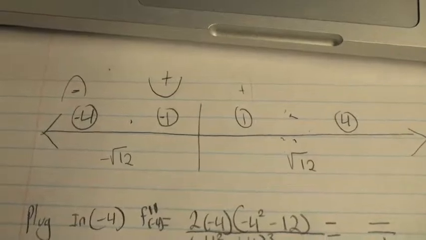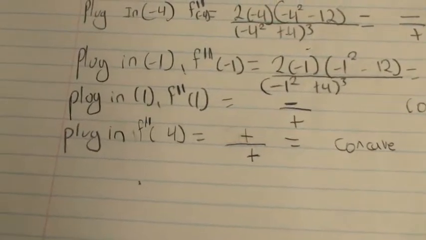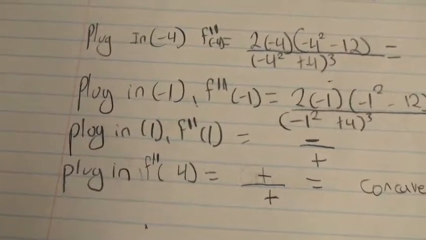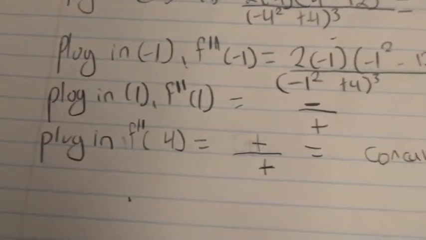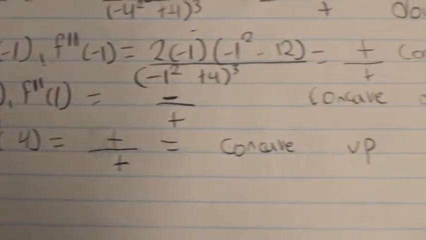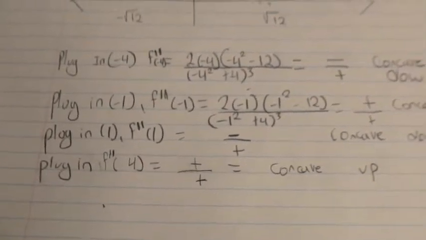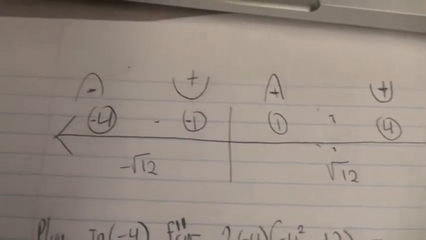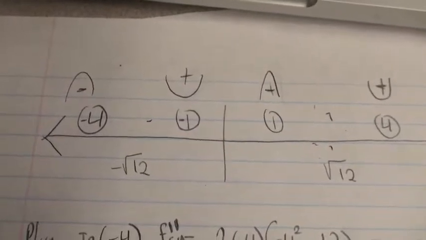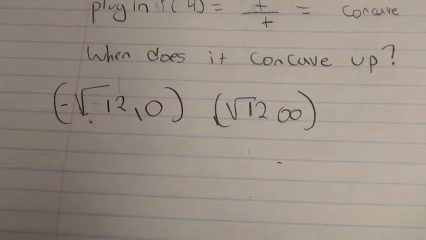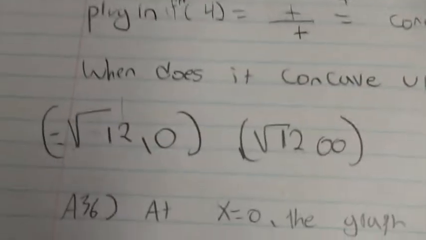Here, I'm going to skip these two to make it faster. So we plug in positive 1 and positive 4. We get a negative for positive 1, and we get a positive for 4. So it is concave down and up there. Now we must find at what intervals it is concave up. As you can see, it is concave up from negative square root of 12 to 0, and then from positive square root of 12 to infinity. And that's how you find out.